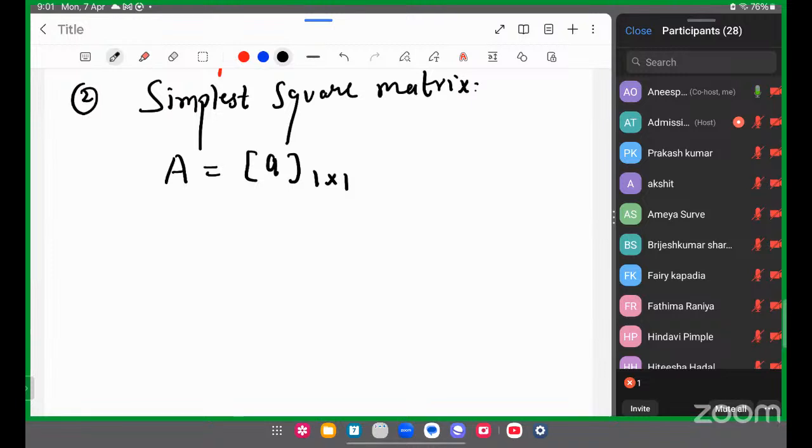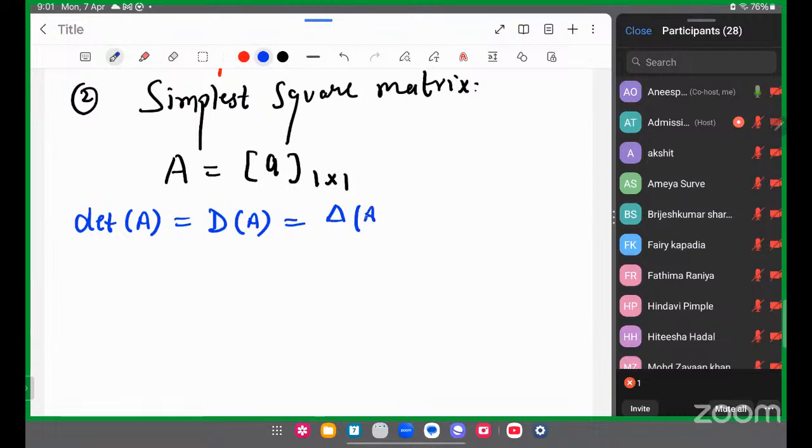Now I want to find out its determinant. So we write it in different forms. In some books we write it as determinant of matrix A. Some authors write it as simply determinant, and some of them write it as this. So there are different ways to write the same information.